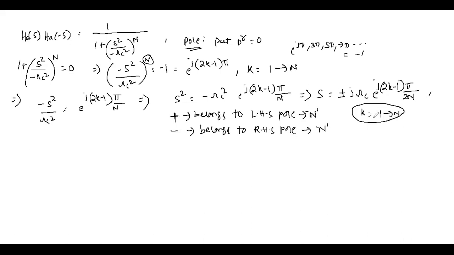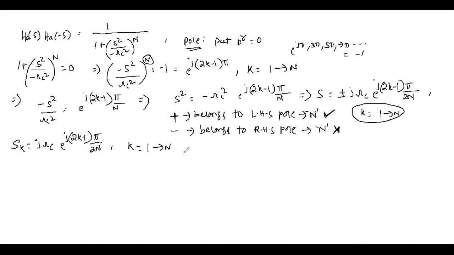Now you all people know that we are interested in the left hand side poles. We are not interested in the right hand side poles because it is an unstable system. So our poles, or we can say roots, I can just write like this, sk instead of s. We are interested in the plus type: j omega c e to the power j (2k minus 1) pi by 2n, where k is 1 to n. These are the poles.